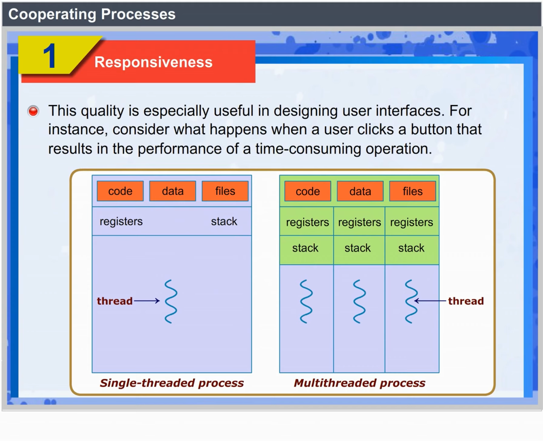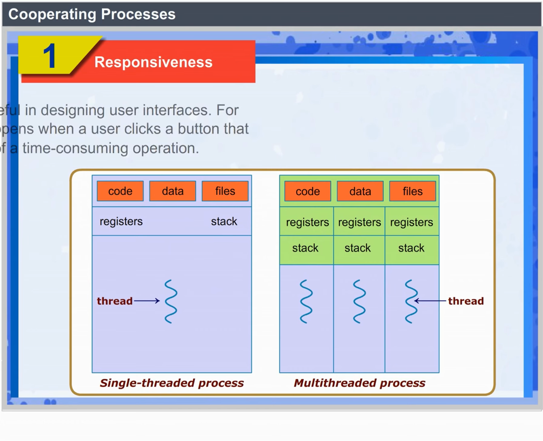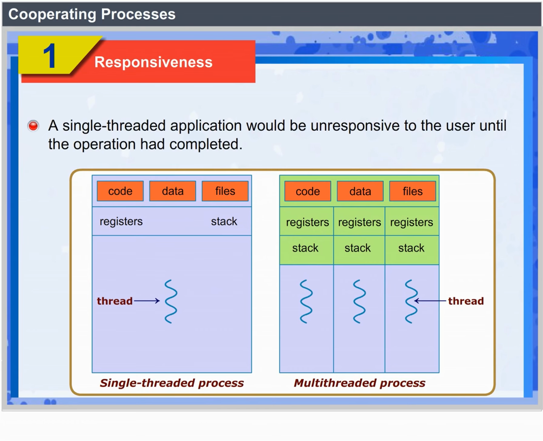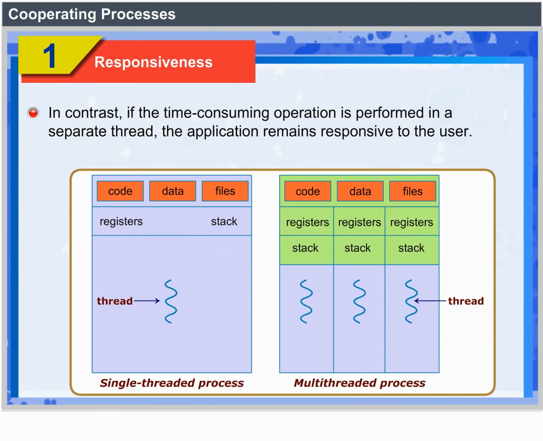For instance, consider what happens when a user clicks a button that results in the performance of a time-consuming operation. A single-threaded application would be unresponsive to the user until the operation had completed. In contrast, if the time-consuming operation is performed in a separate thread, the application remains responsive to the user.